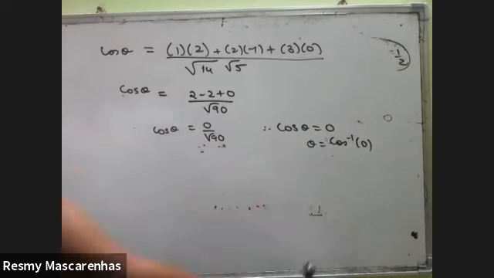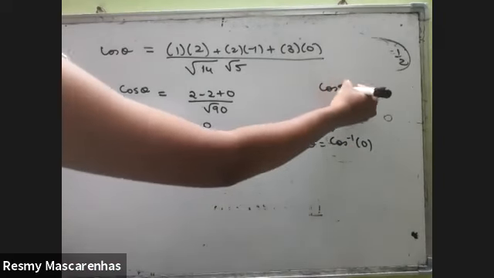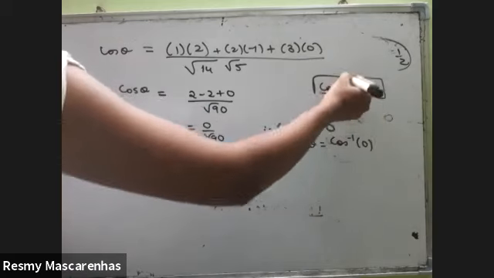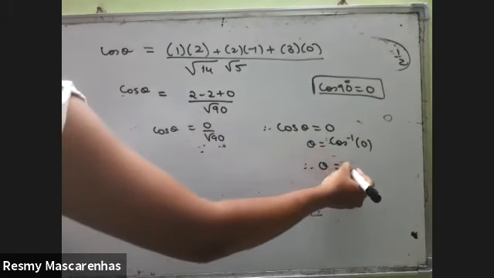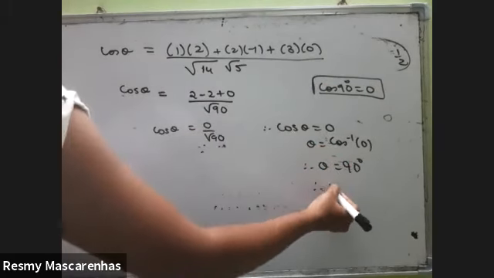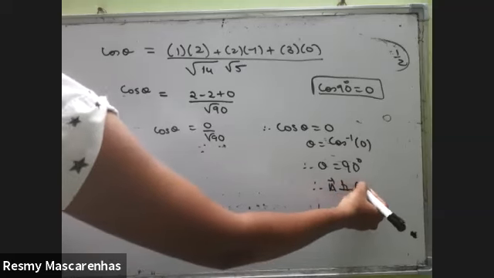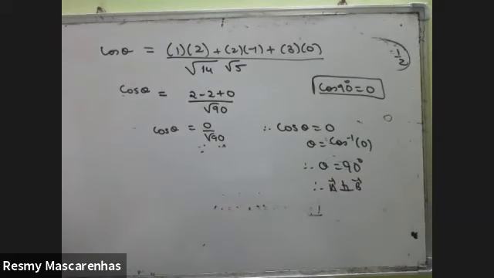So what angle will give me 0? Cos 90 is 0. So therefore theta is 90 degrees. And theta is 90 means A bar is perpendicular to B. So anytime you are asked to prove perpendicular, you have to show that the angle between them is 90 degrees.